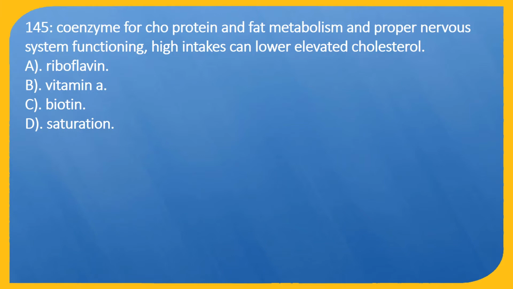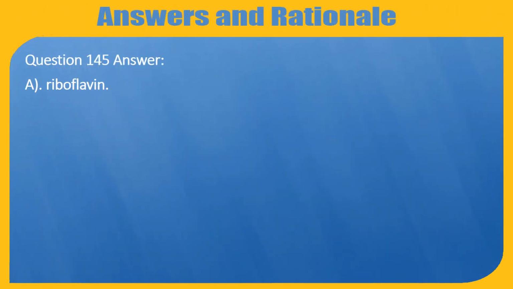Question 145. Coenzyme for carbohydrate, protein and fat metabolism and proper nervous system functioning. High intakes can lower elevated cholesterol. A. Riboflavin. B. Vitamin A. C. Biotin. D. Saturation. Question 145. Answer A. Riboflavin.